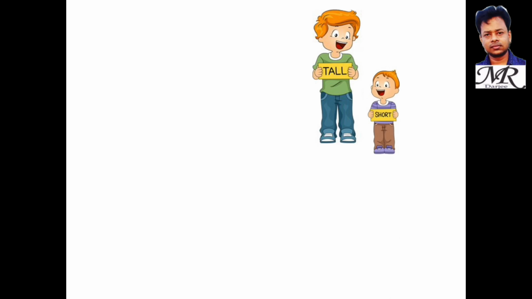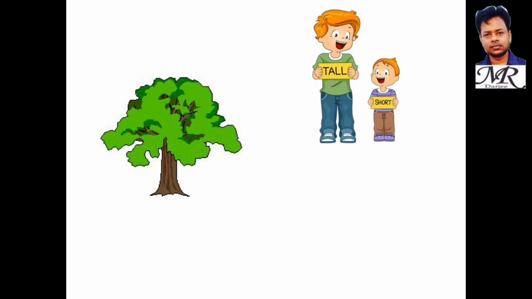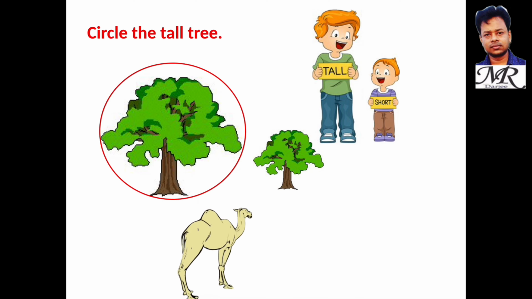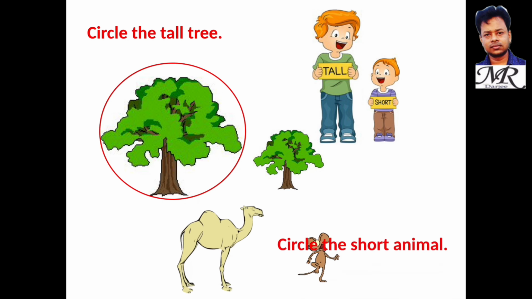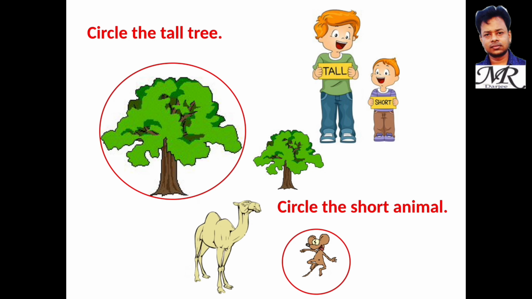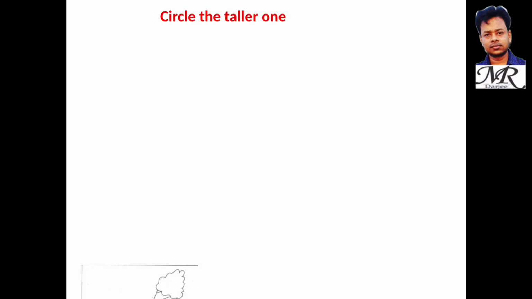Tall, short. Circle the tall tree. This is the tall tree. Now say, circle the short animal. This is the short animal. Circle the taller one.